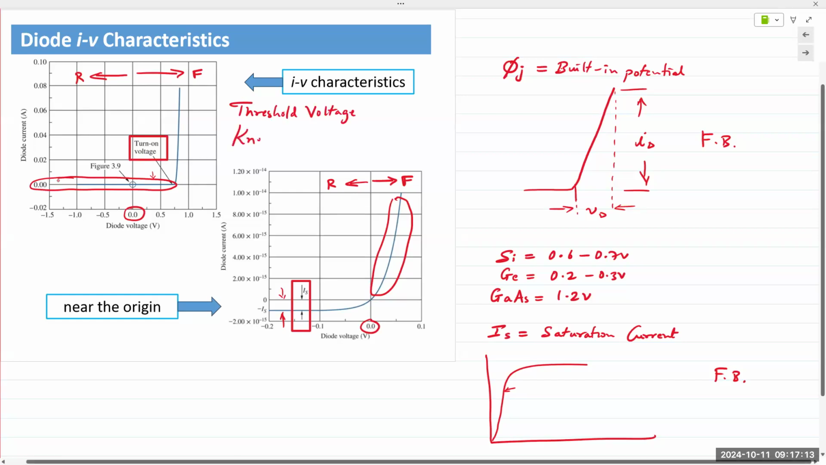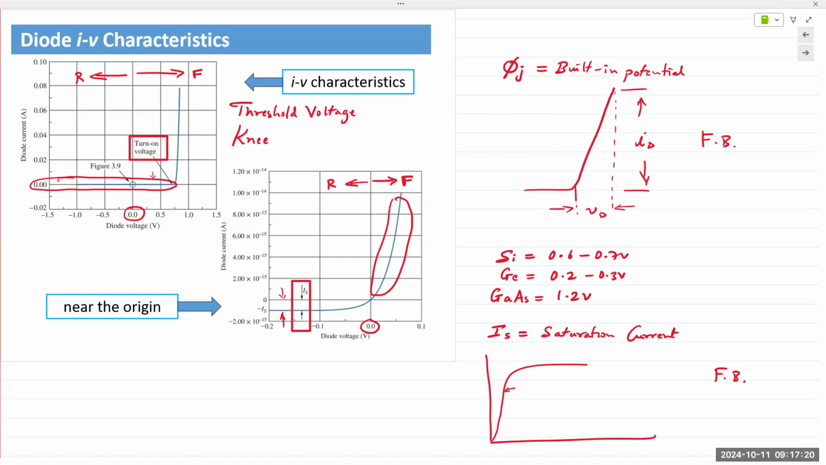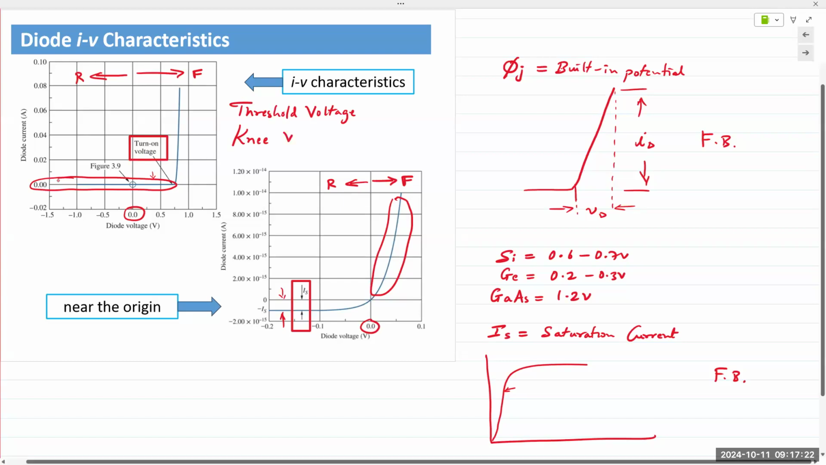And because apparently someone thought it forms like a part of a human leg with a knee, it's also known as the knee voltage. So there are books that refer to it as a knee voltage.